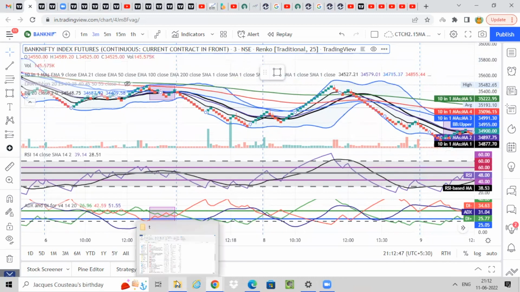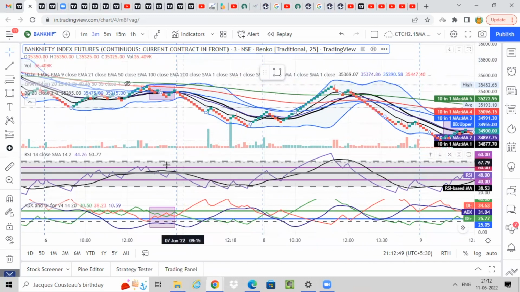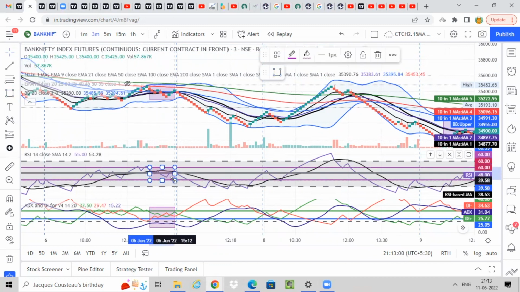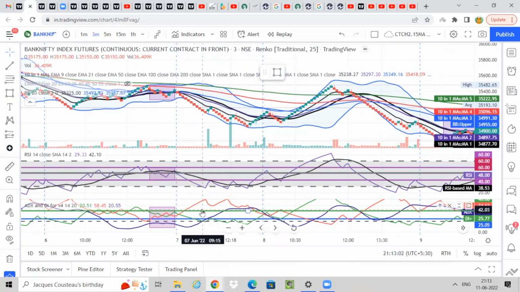Again, go to the RSI. Mark that rectangle in that period. You'll see that it is between 40 and 60. So all these things show your Bollinger Bands, RSI, moving averages, ADX. So this is a no trade zone.